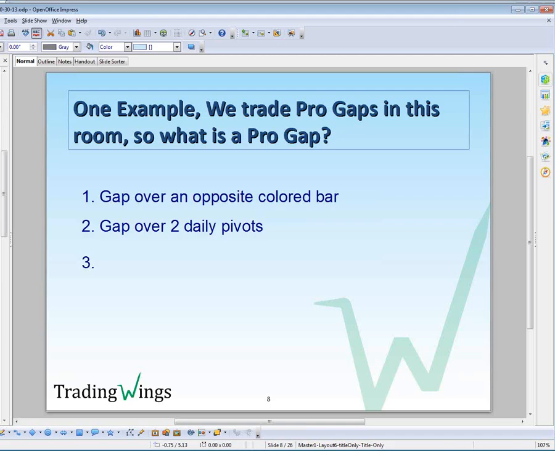Now all of a sudden today, yesterday it was at 16. Now it's gapping just over $20. That's gapping over two daily pivots. That's another what I call a pro gap. And lastly, what's the third thing that I call?